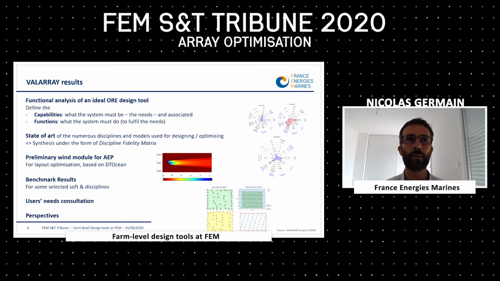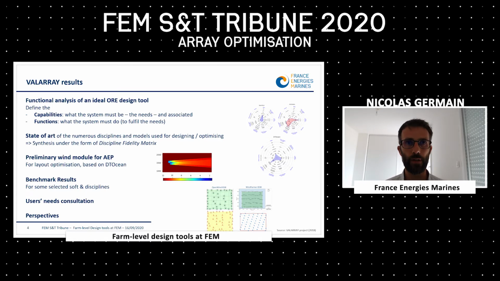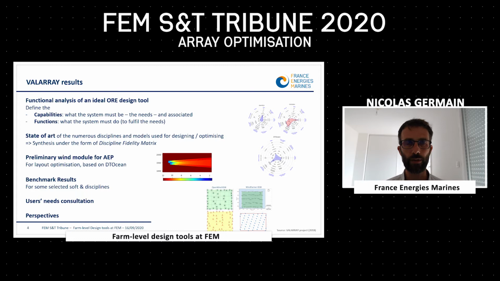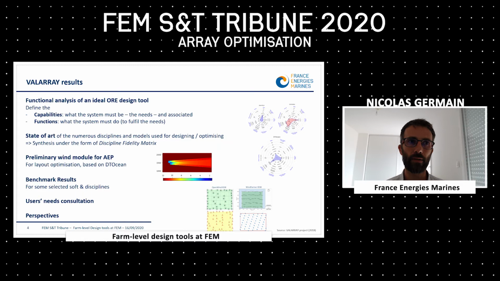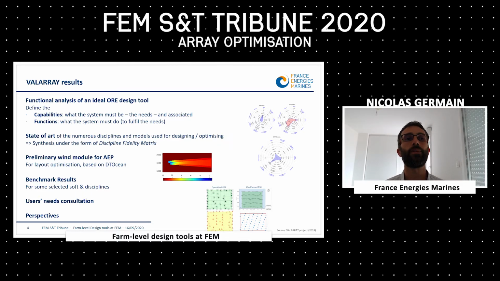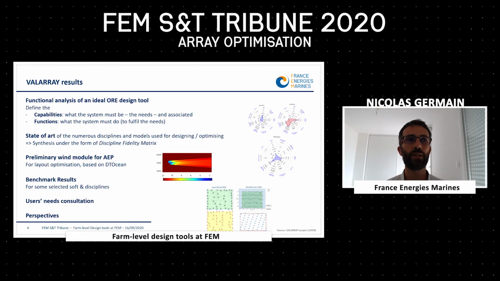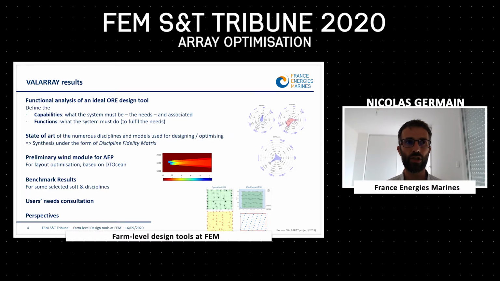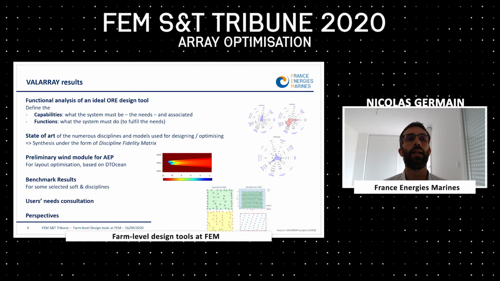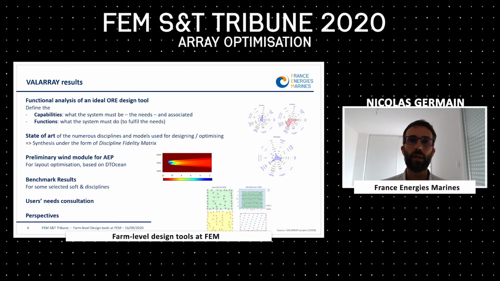So I will speak about two projects, as I said. The Valerie project first, and then the Deterioration Plus. We can mention two other projects at FEM that can be linked to the farm level, which are Moses and Dynamo, two projects just awarded and dealing with monitoring, the first of the floating substation and the second one of the dynamic cable. Both of them have a farm-level dimension.